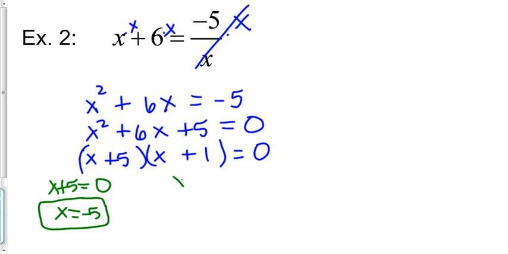Or the second factor, x plus 1, could be 0. So x equals negative 1. With these quadratic equations, you typically come up with two solutions. If you can't factor it, then you need to use the quadratic formula.